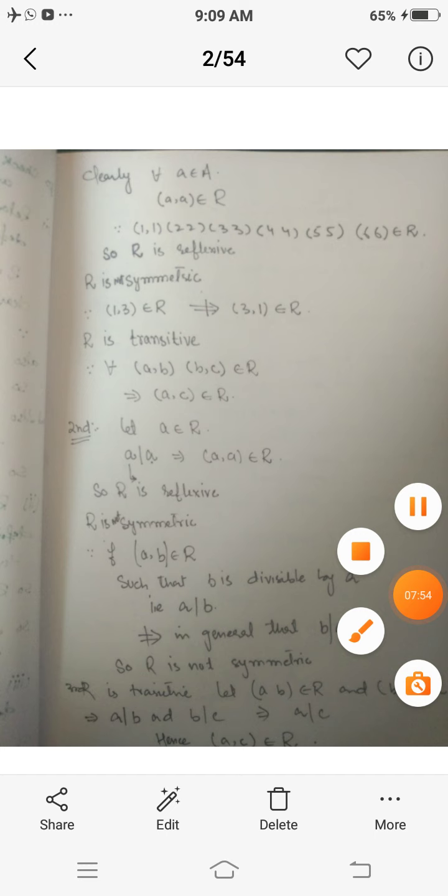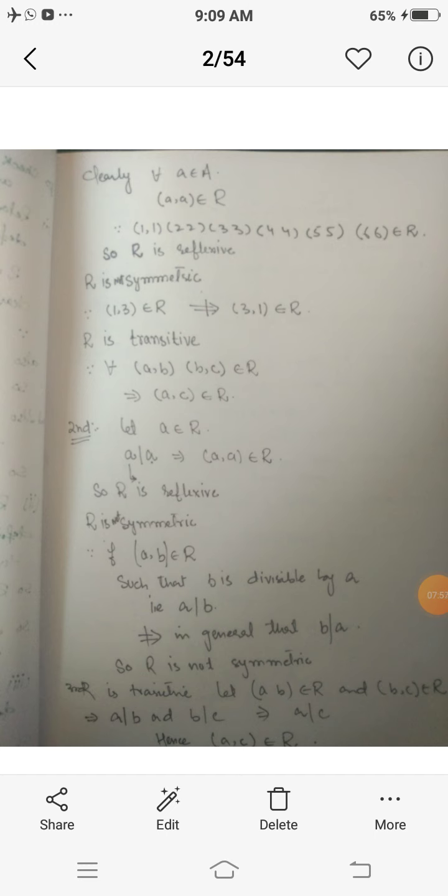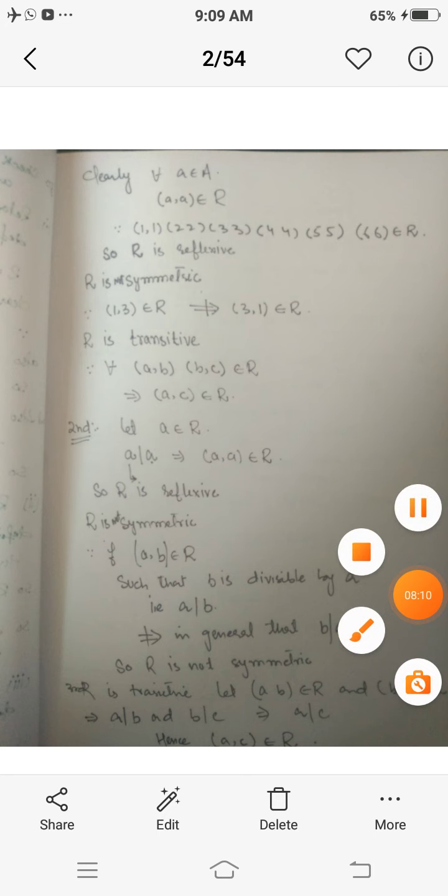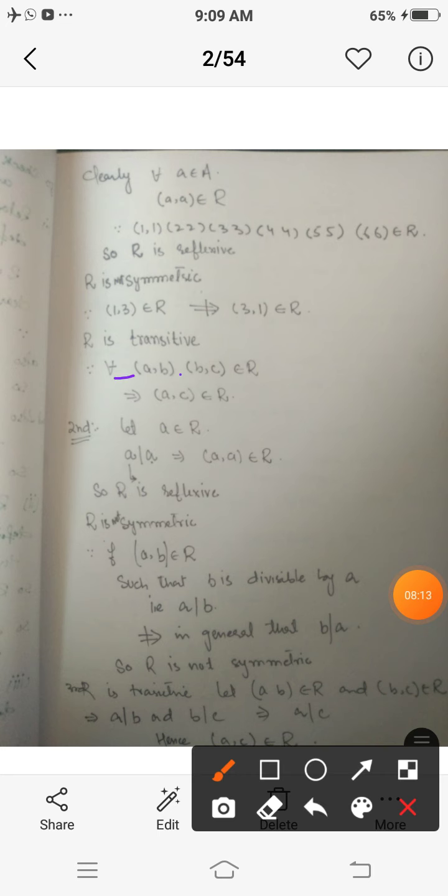Now for symmetric: here (1, 3) belongs to this R, because 3 is divisible by 1, or 1 divides 3, but 3 does not divide 1, hence (3, 1) does not belong to R, so it is not symmetric. Now similarly, if (a, b) and (b, c) belong to R, this means that a divides b and b divides c, which implies that a divides c, hence (a, c) belongs to R. So this R is also transitive. Hence this relation is only reflexive and transitive but not symmetric.